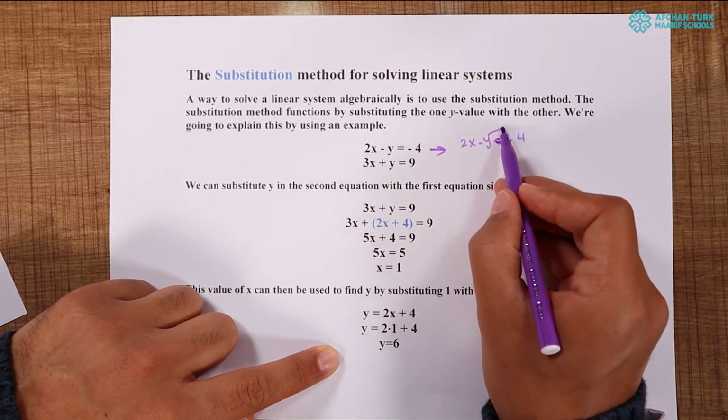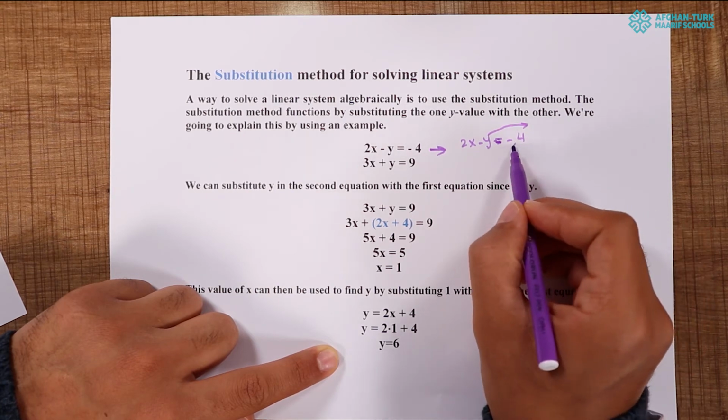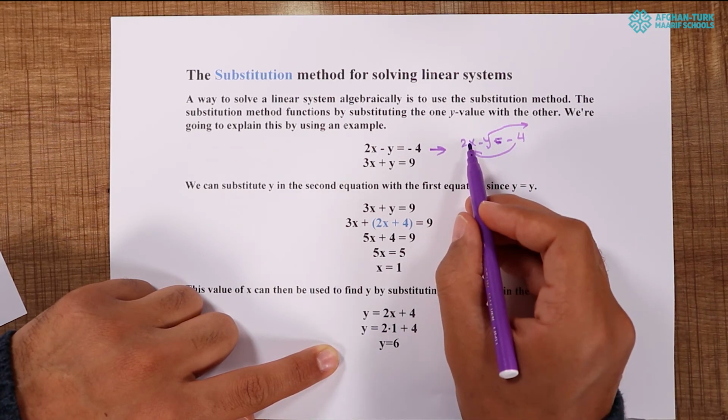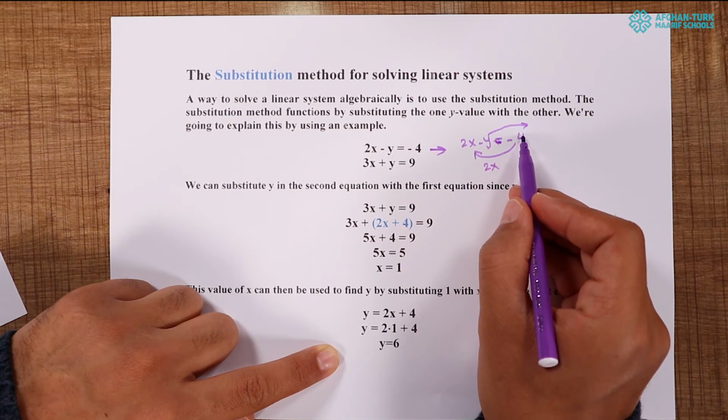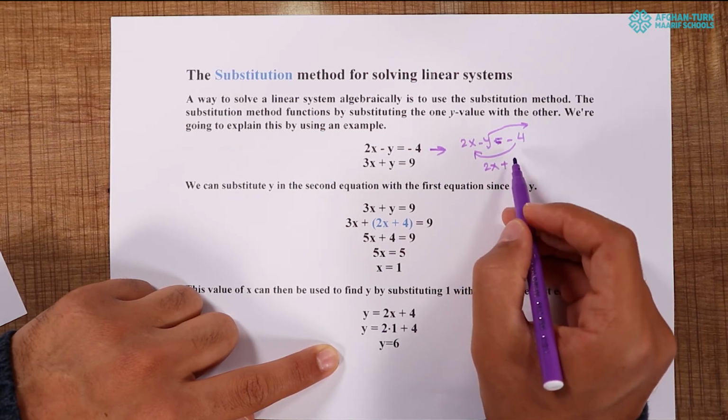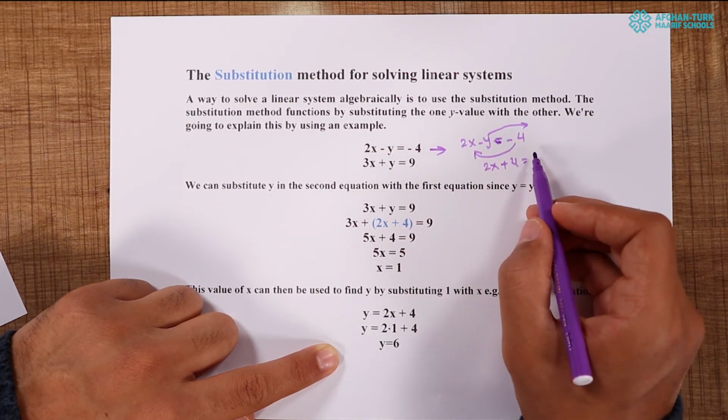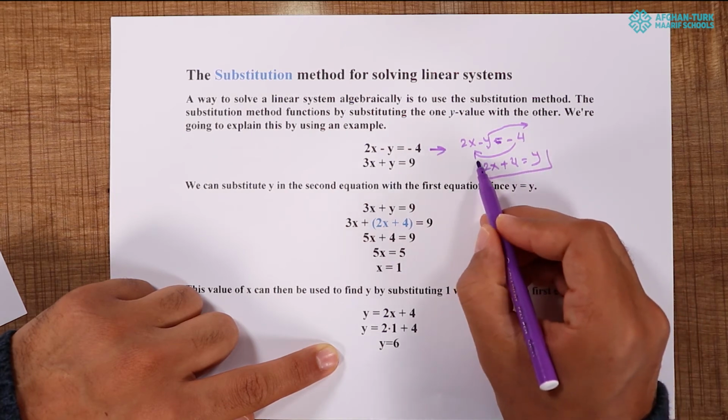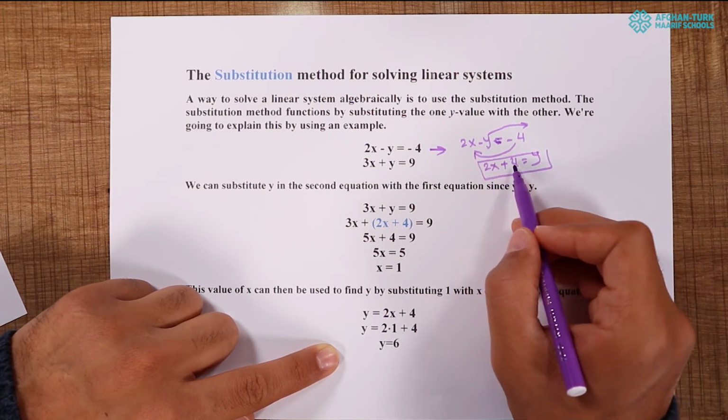So we move y to the other side of the equation and 4 to this side of the equation. It means 2x minus 4 becomes plus 4 on this side, and also minus y becomes positive on that side. So we found the value of y: it's 2x plus 4.